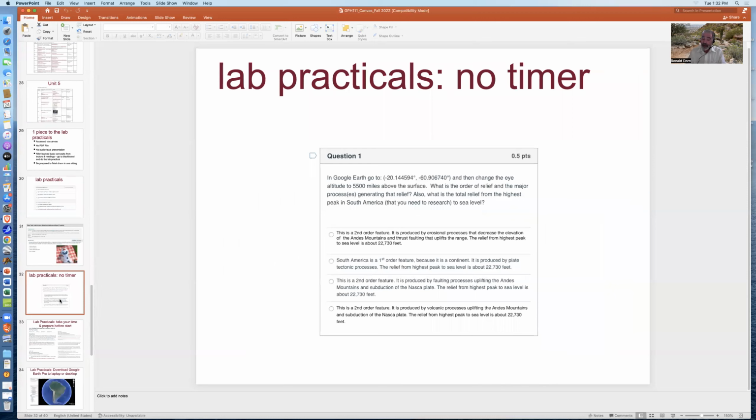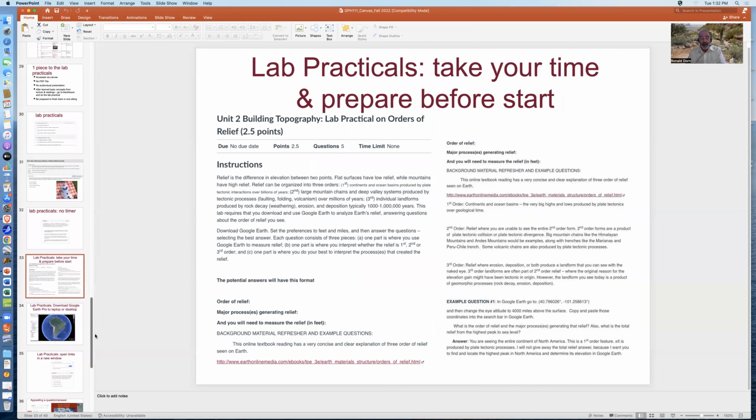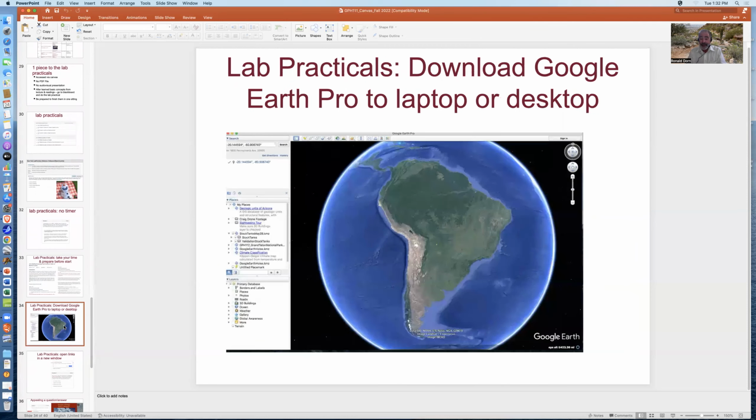There's no timer in the lab practicals, so it means you can stop, take a screenshot like this, send it to me if you're confused, and you can think about it and go back to it. There are often a lot of instructions and a lot of readings. Take your time, prepare for the lab practical, learn some information.